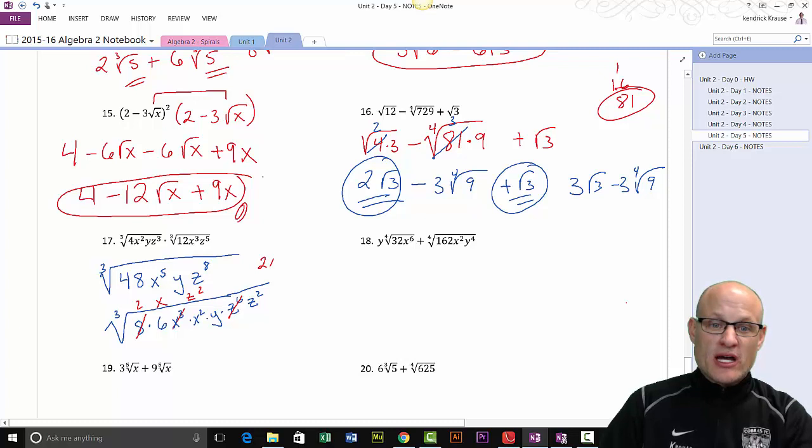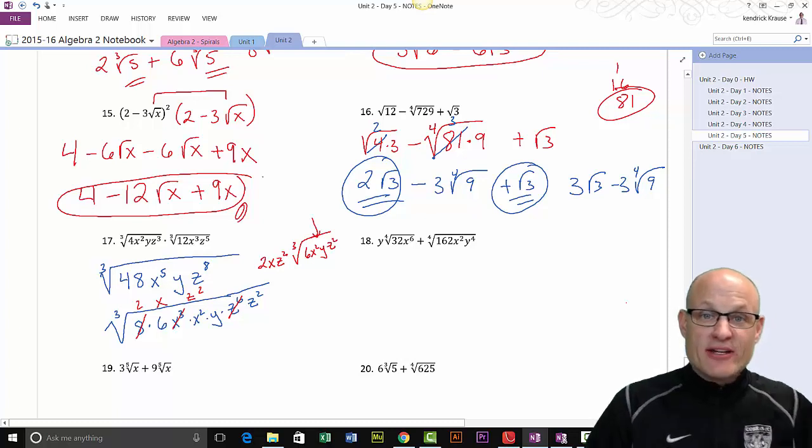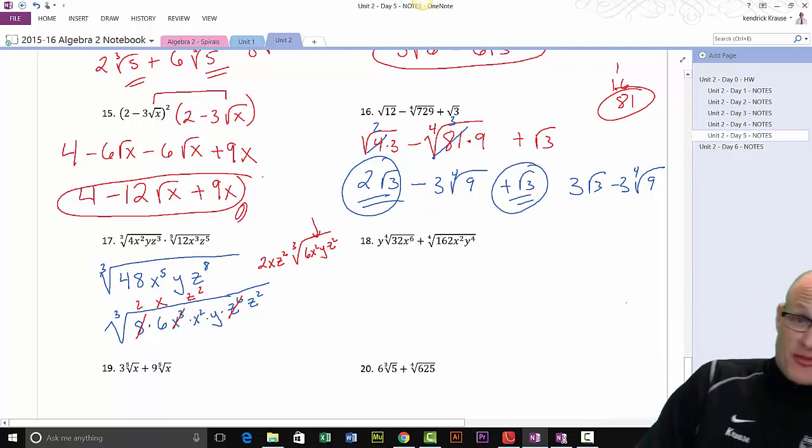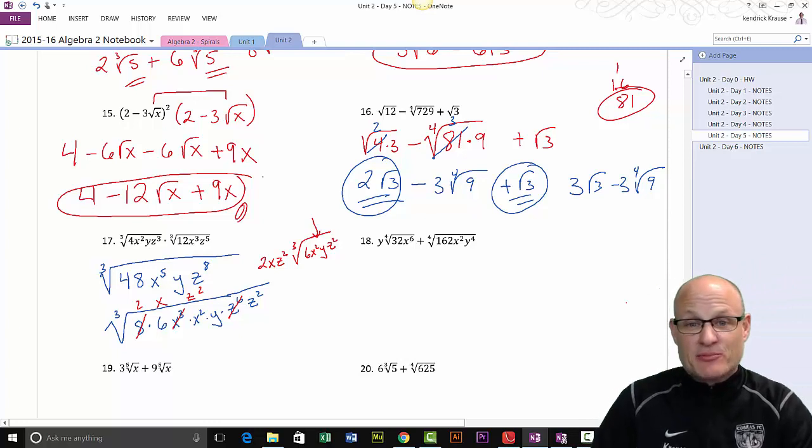It's 2xz squared. Those are all the stuff on the outside. Cube roots of 6x squared yz squared. Just make sure that under the radical, you don't have any more 3s or anything bigger than 3 as an exponent. Otherwise, you still got to keep simplifying.